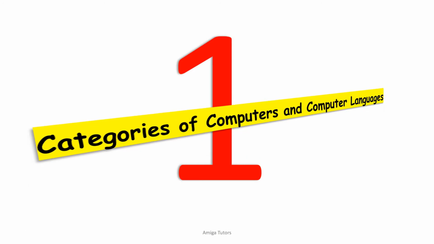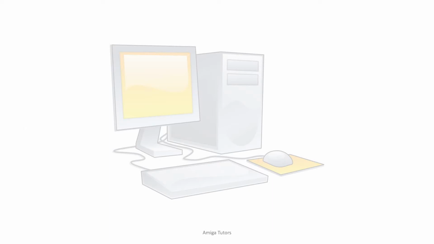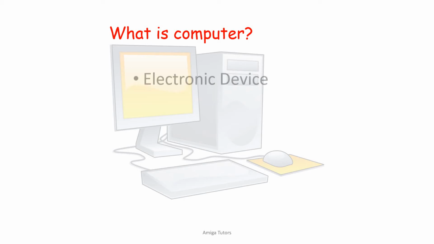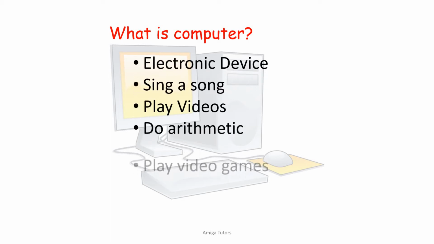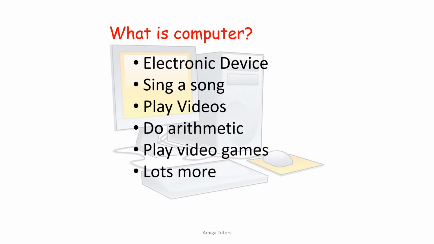Our first chapter is Categories of Computers and Computer Language. So here comes the first question. What is a computer? A computer is nothing but an electronic device which can sing a song, play videos, do arithmetic, play video games, and some other stuff.